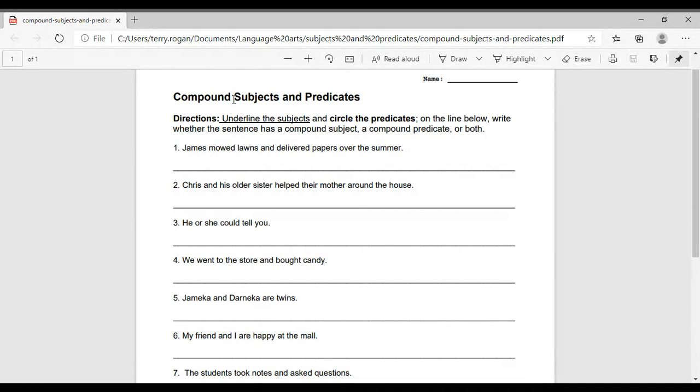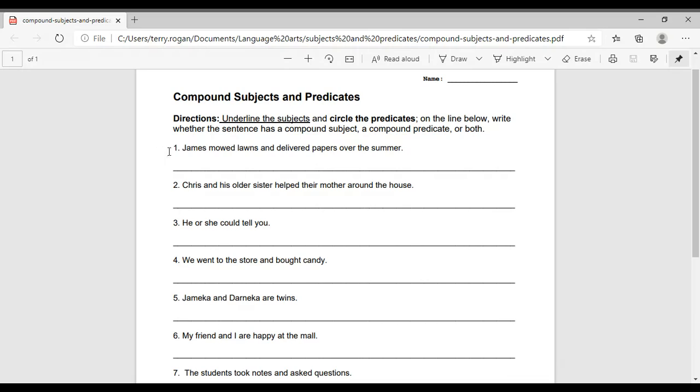So a compound subject, just like a compound word, is more than one subject. A compound predicate is more than one predicate. So going back to my reference to a compound word is two words put together to make one word, like rain and bow is rainbow, or some and where, somewhere. So a compound subject is a sentence that has two or more subjects in it, and a compound predicate is a sentence that has two or more predicates, two or more actions, two or more verbs.